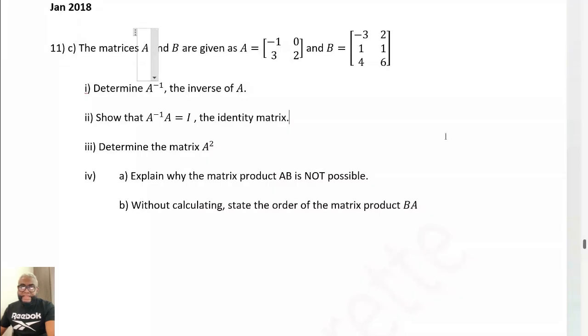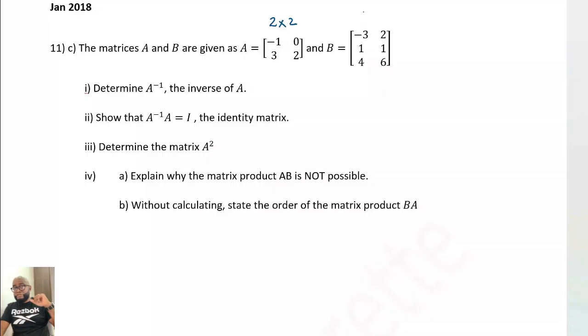Right. So January 2018, it's question 11, part C. The matrices A and B are given as A is equal to -1, 0, 3, and 2. B is equal to -3, 2, 1, 1, 4, 6, right? So you all weren't here when we were doing the order of the matrix. The order of the matrix is basically if it's 2 by 2, 3 by 2, whatever. So who can tell me the order of this first matrix? How many rows, how many columns? 2 by 2. Everybody good there? 2 rows, 2 columns, right?